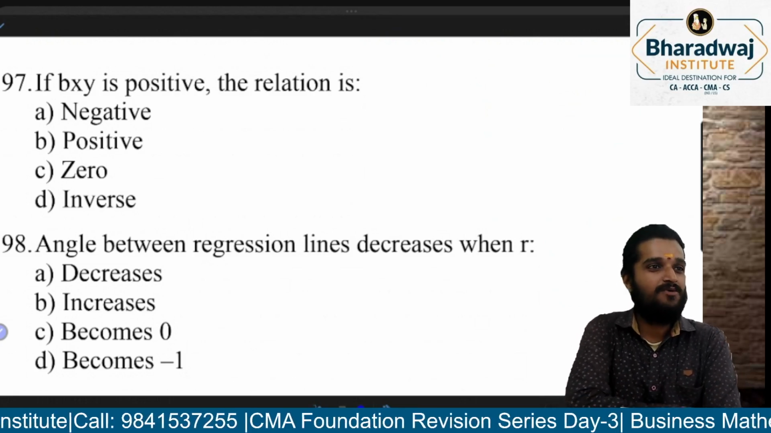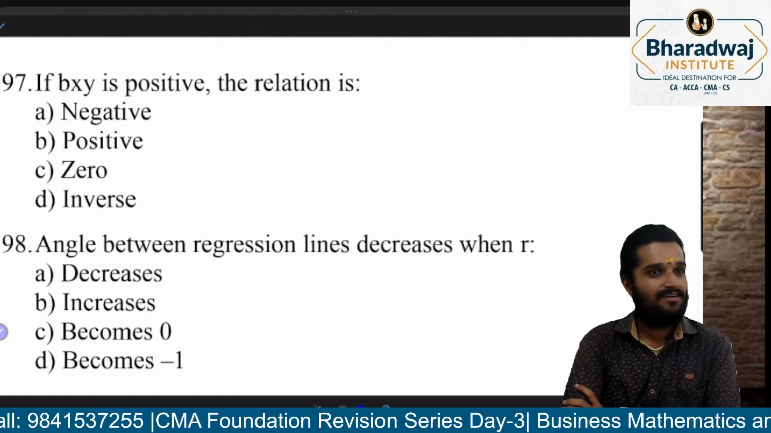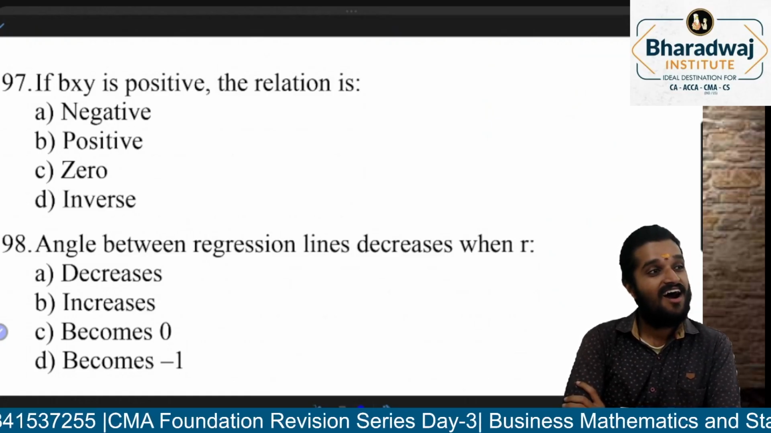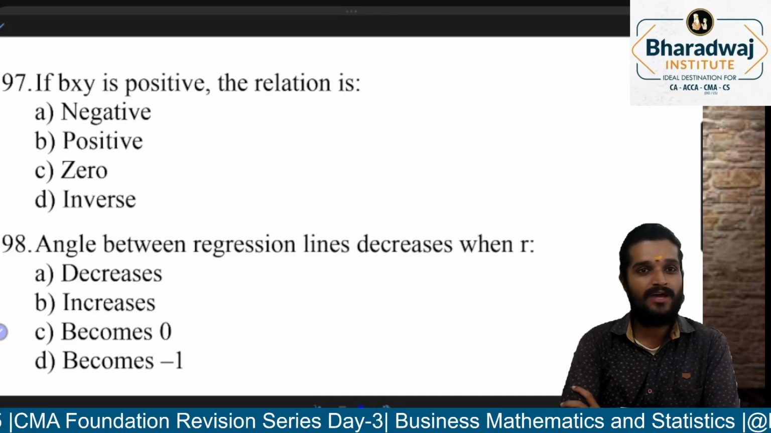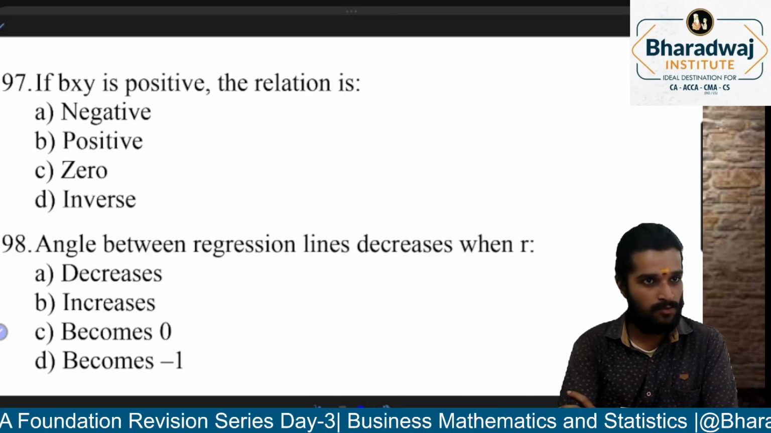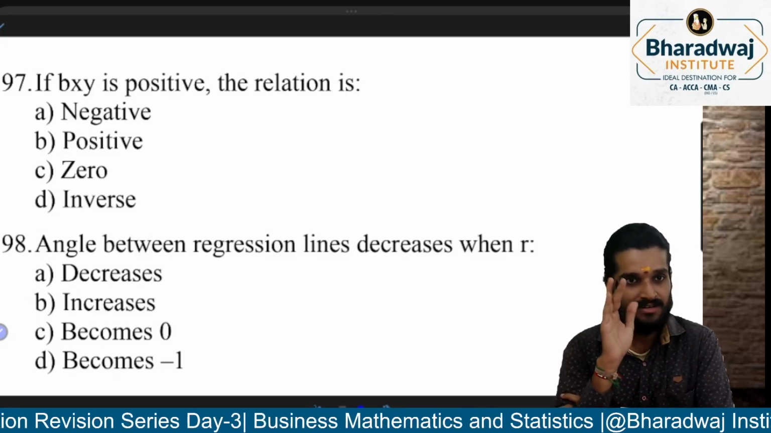We don't know what is Byx. Bxy is positive. We don't know what is B. What can we say about R? The sign of R depends on both the sign of Bxy and Byx. Both Bxy and Byx will have the same sign. I mentioned it, right? Both Bxy and Byx have the same sign.